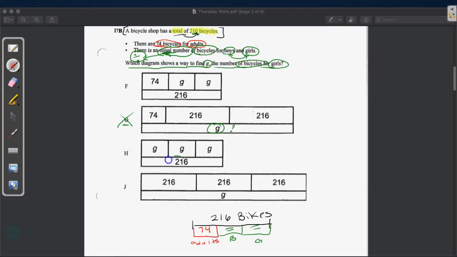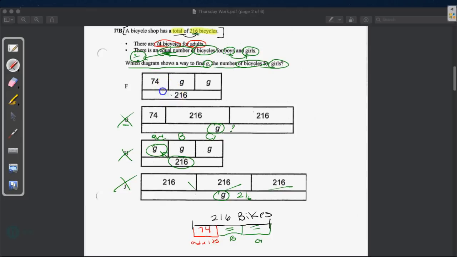Letter H, you do have your total 216, and here are the adults, here are the boys, and here are the girls. But how come the adults are missing in letter H? Where's the 74? That one's wrong. Look at letter J, you're missing your total. Your total should be 216, not the three groups with 216.